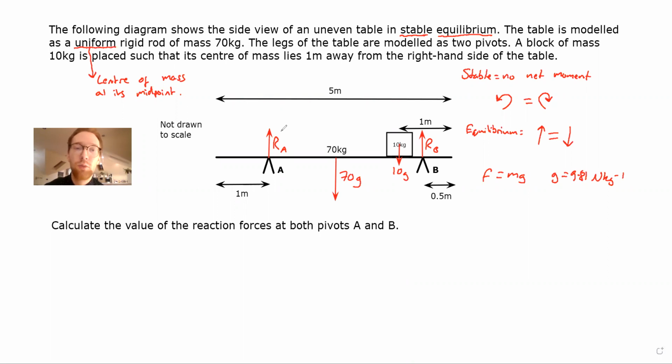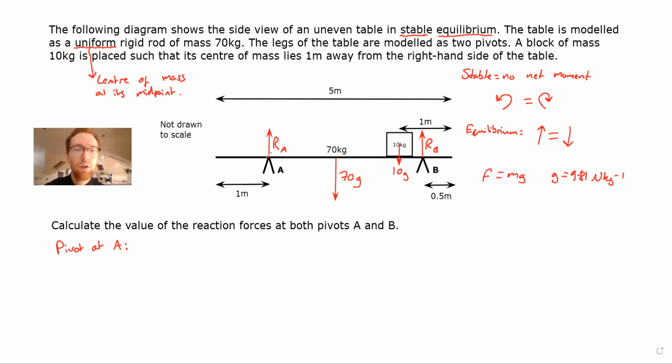So the trick here is because we have two unknowns, we can pivot around either one of these pivots. So if we choose A to be what we pivot around, the trick here is that RA has absolutely no contribution to the moment if we use this pivot because its distance from the pivot is 0. So it's actually only going to be this one, and this one, which are going to have contributions. So we should be left with an equation with one unknown, which is RB. So we should be able to get it. So let's have a look and see if we can.